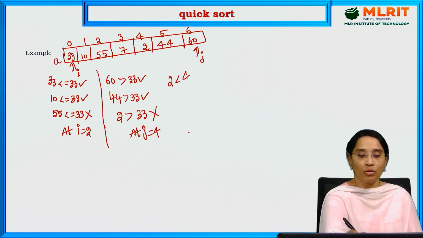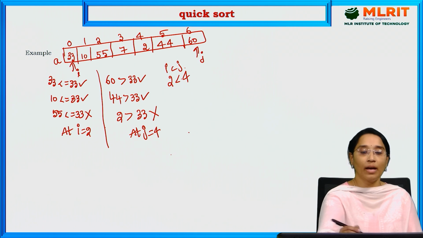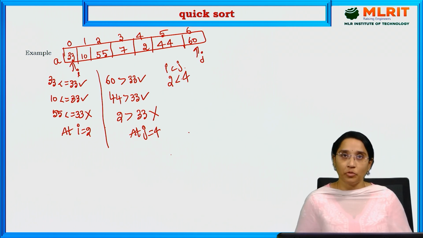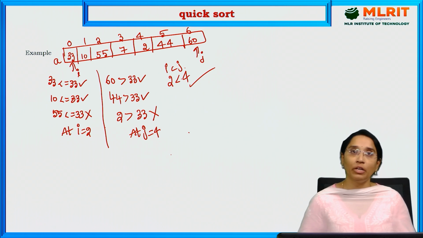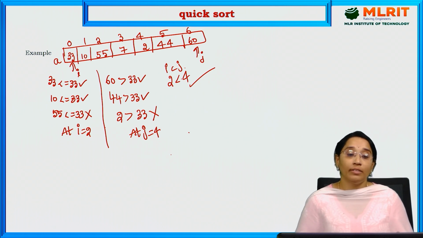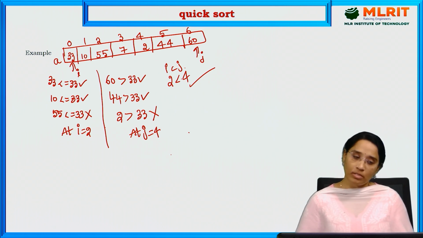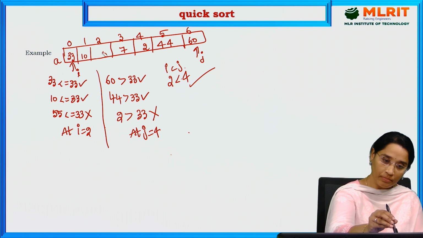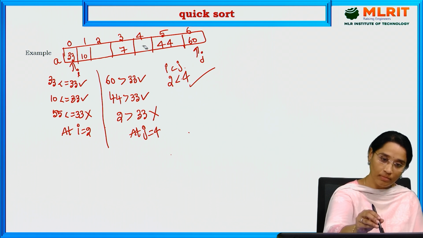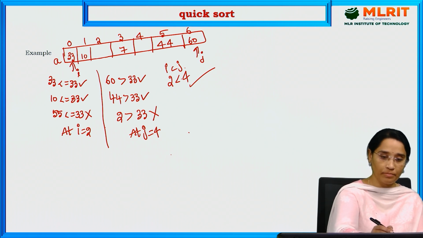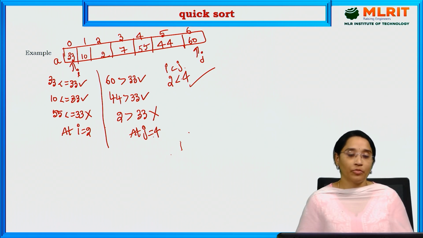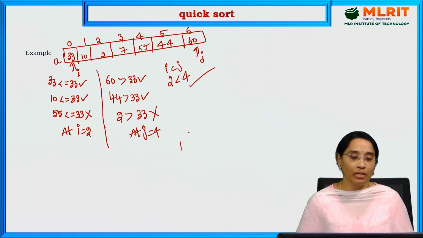2 less than 4, i less than j. The i index position is 2, the j index position is 4. 2 less than 4, condition true. So now what will you do? The condition was satisfied. It is 2 less than 4. So swap these two values. Okay. So if you swap these two values, the values will be like this.